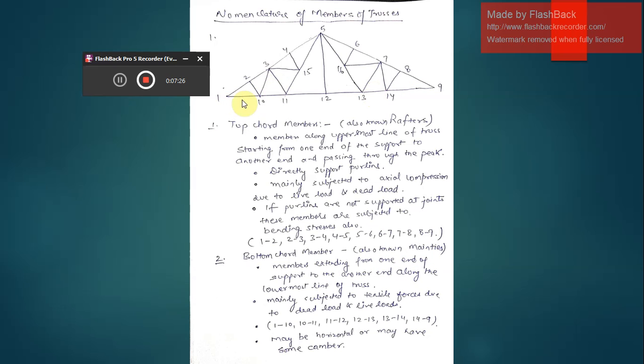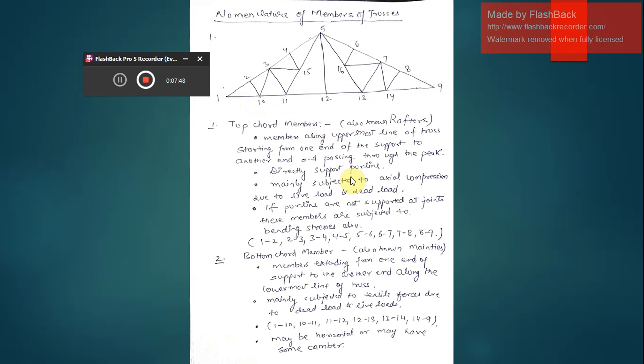The main ties may either be horizontal or they may have a slight camber also. So you must remember these two things. These are the top chord members, which are subjected to compressive forces or sometimes bending stresses. And these are the bottom chord members, which are subjected to tensile forces due to the dead and the live loads.